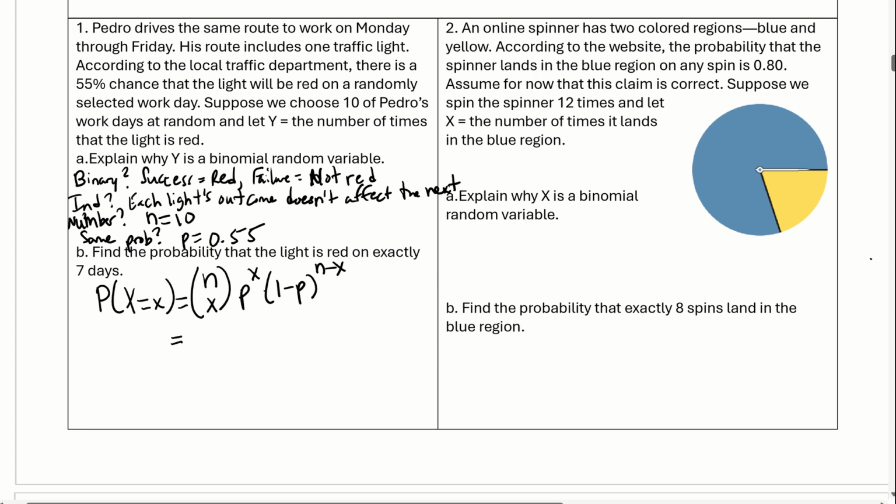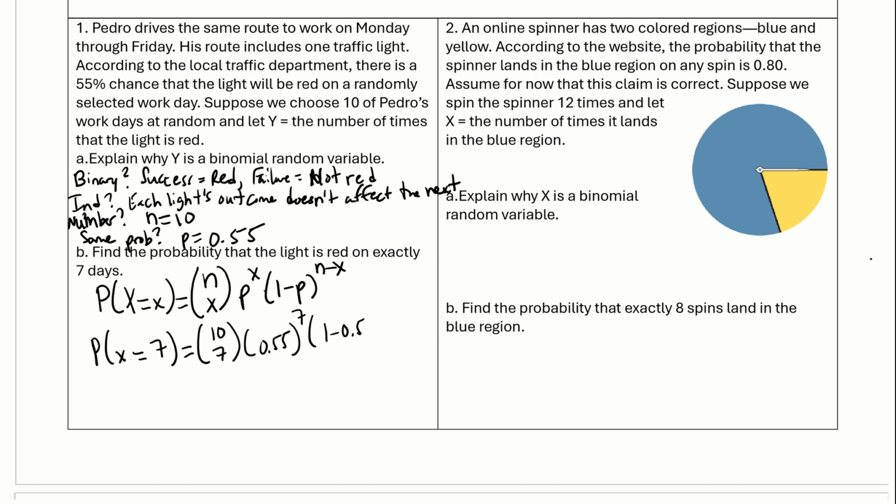And then we're going to use it. So we've got P of X equals 7, and then we've got 10 trials. Remember, n is 10, so we've got 10 choose 7. Probability of success is 0.55 raised to the 7th power. 1 minus 0.55 raised to the 10 minus 7th power. And then we can calculate this directly, or we can use the binomial PDF function.